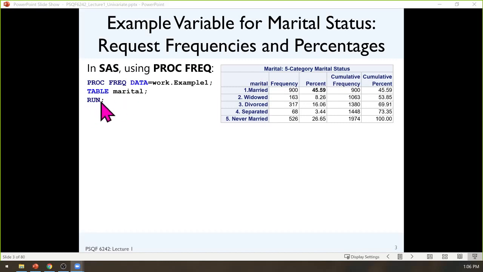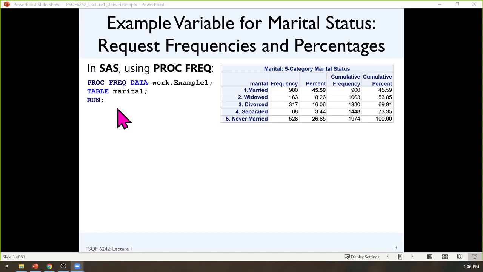And then run is always necessary to complement the proc. So think of it like a sandwich. Proc something is the start, and then run is the end. For those of you who've seen SPSS syntax, that's equivalent to the command execute, or exe, in SPSS.